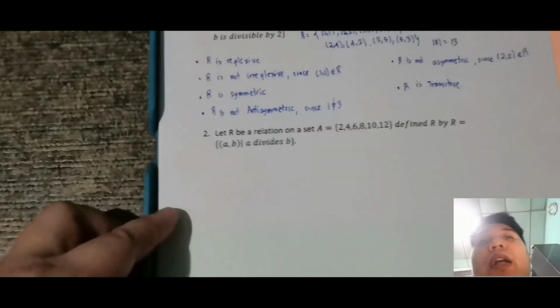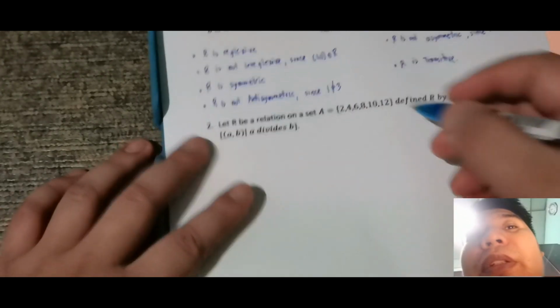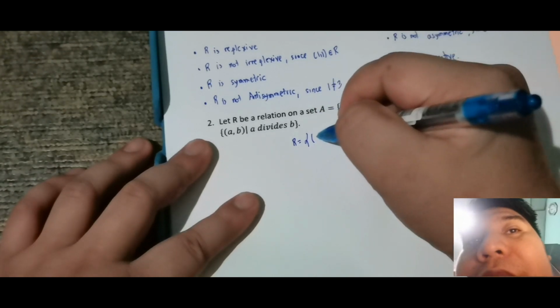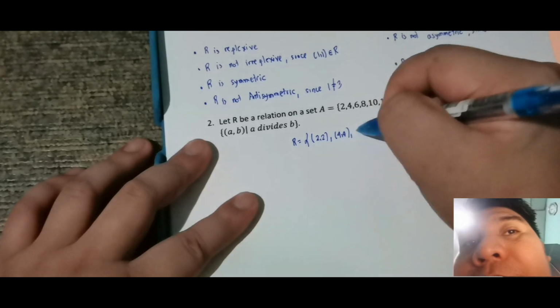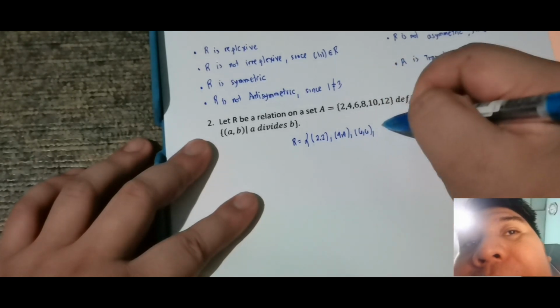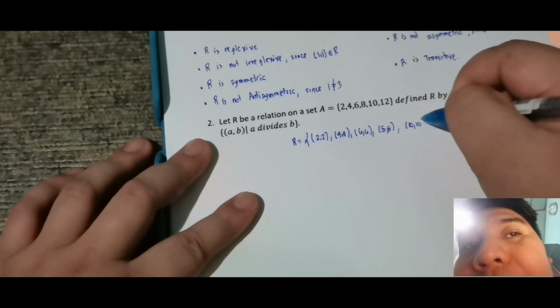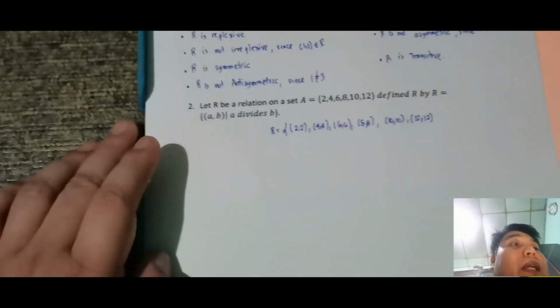Tama. Okay, so obviously 2 divides itself. So kunyari, 2 divides 2. 4 divides 4. 6 divides 6. 8 divides 8. Okay, so mga pasok yan dyan. So ano yung laman ng R? Pasok ulit natin agad dyan si (2, 2), (4, 4), (6, 6), (8, 8), (10, 10), (12, 12). So dyan pa lang, alam mo na, reflexive siya eh.